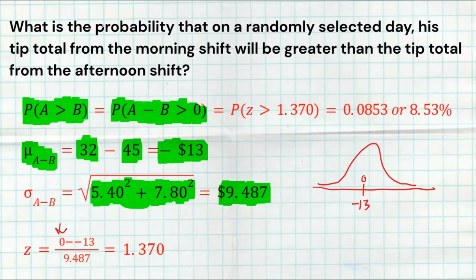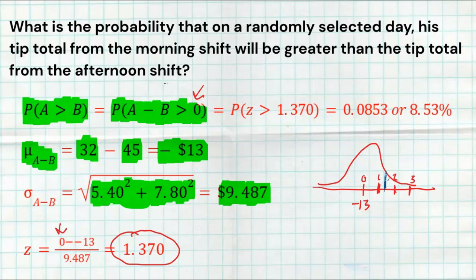So we're going to take 0. That's the value in question because we're trying to find the probability that A minus B is greater than 0. Subtract the mean, which was negative 13. So be very careful there because we're going to subtract a negative 13, which is going to make a positive 13, and then divide by our standard deviation. So a difference of 0 is a z-score of 1.370. So here's a z-score of 1, here's a z-score of 2, here's a z-score of 3. We're looking at about 1.37, somewhere right around here.